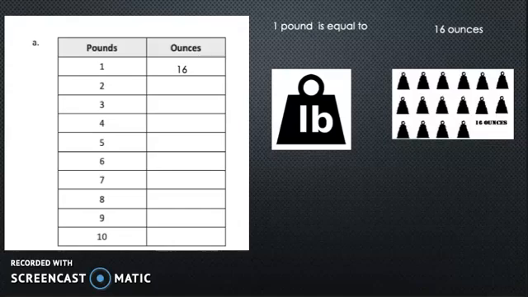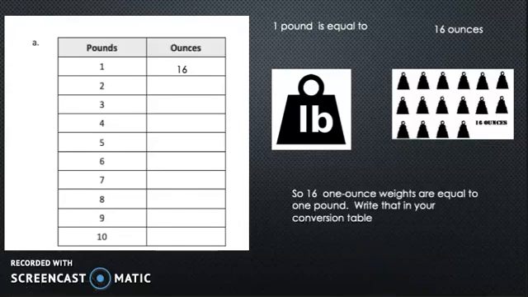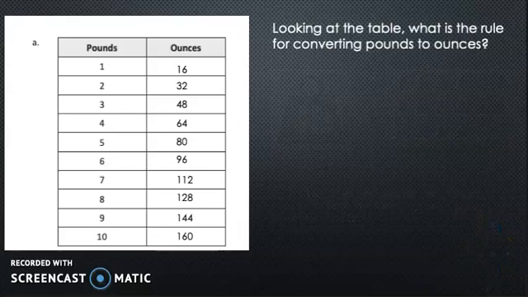So now I want you to pause the video and fill in the rest of the conversion chart. Remember that 16 1-ounce weights are equal to 1 pound. Remember also to press play when you're ready to continue. So again, stop the video and go ahead and fill in that conversion table. Remember to play the video again when you're ready. Okay, friends, be sure to check your conversion table with the one you see here.